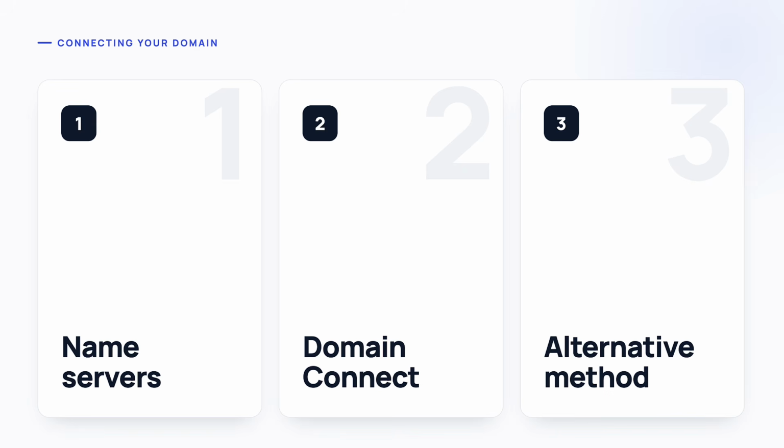First, we'll cover the standard method where you update your name servers. Secondly, we'll look at Domain Connect, which may connect your domain automatically if WordPress.com recognizes your provider. And finally, we'll cover the alternative method, which is best if you already used your domain for email or other services. You can skip ahead to the section that applies to you.